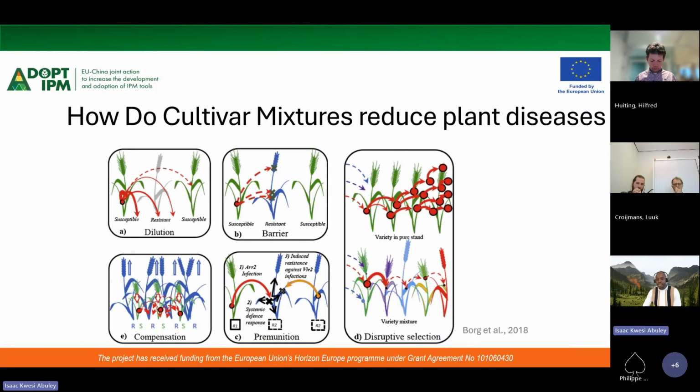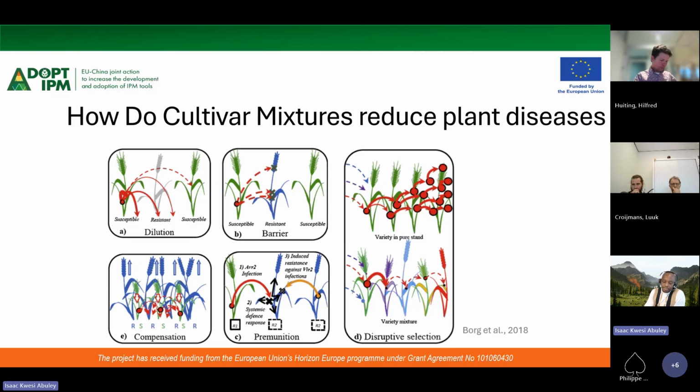Now, how does cultivar mixture reduce the plant diseases? I'll go through these five key mechanisms. So number one, there's a dilution effect. If you plant two or more varieties, and one is more susceptible, and the others are not, the production of spores on the susceptible plant becomes less, because the surface area, the number of plants which are susceptible, is much less in a mixture. So you have a dilution effect, which is due to the resistant plants in your mixture.